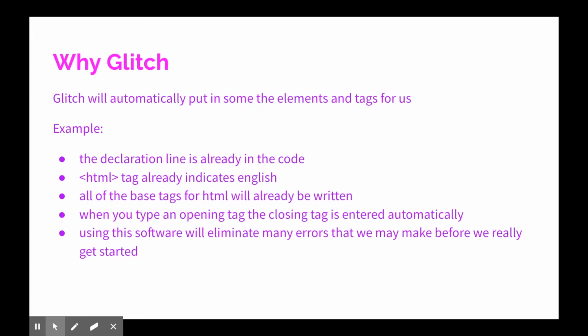An example is the declaration line. We know that that's a requirement at the start of our HTML page. It's already entered in using the Glitch software. The HTML tag already has the code in it, which indicates we want to use English. All of the base tags for HTML will already be written.